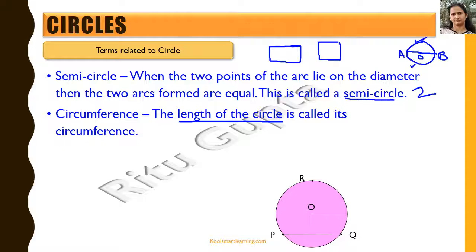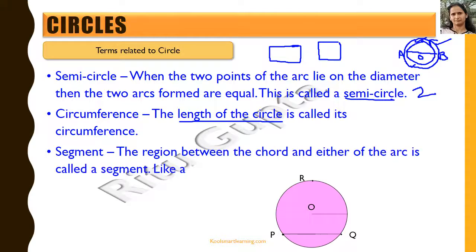Similarly, if we take a rope and we draw this circle, the length of the rope that will be required to make this circle is called its circumference. So this is a term which is specifically used for circles and is similar to the term perimeter used for the other shapes.